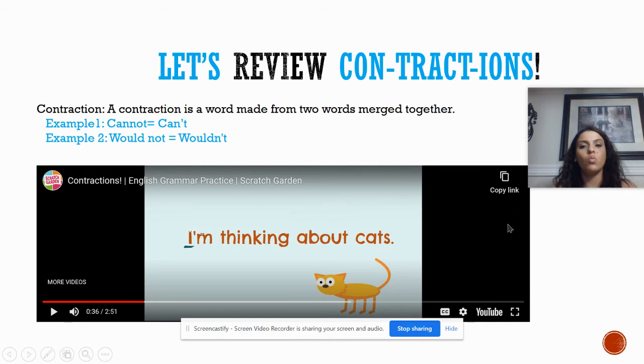Why is this helpful, you guys? Why is it helpful to take it from "I am thinking about cats" to "I'm thinking about cats"? What happens? Exactly, right? You go from having something that's a little bit longer, that doesn't flow as well, to something a little bit better to read and to write, and it makes sense. So let's continue.